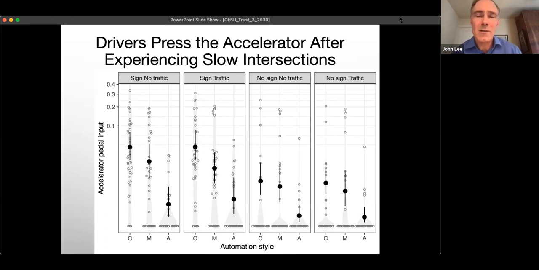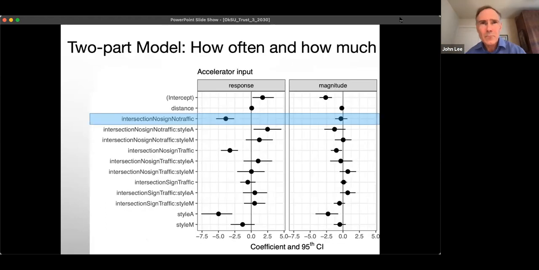So this shows that the influence during the signed intersections, where the automation came to a stop, maybe more slowly with the conservative and the moderate algorithms, and then sped up more slowly. People are compensating, it seems, for that during the no sign and no traffic situations on the right. So that's, I think, a really interesting effect, sort of inertia of attitude that the vehicle isn't going fast.